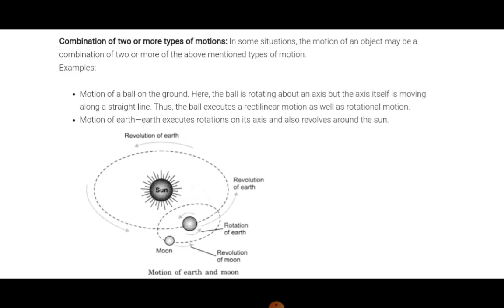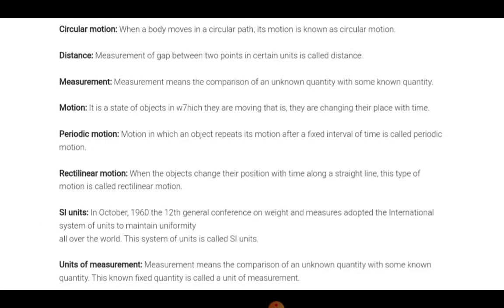In some situations, the motion of an object may be a combination of two or more of the above mentioned types of motions. Example, like motion of a ball on the ground. Here the ball is rotating about an axis, but the axis itself is moving along a straight line. Thus, the ball executes a rectilinear motion as well as a rotational motion. And the motion of Earth, that is, the Earth executes rotation on its axis and also revolves around the sun. So these are the special cases which you need to learn, very important.